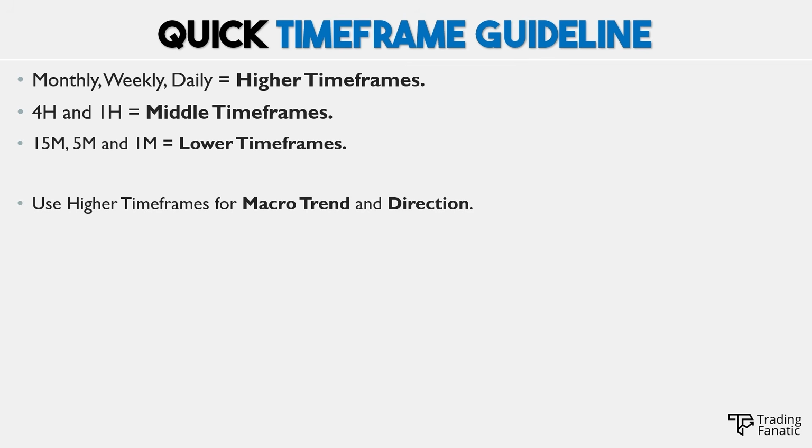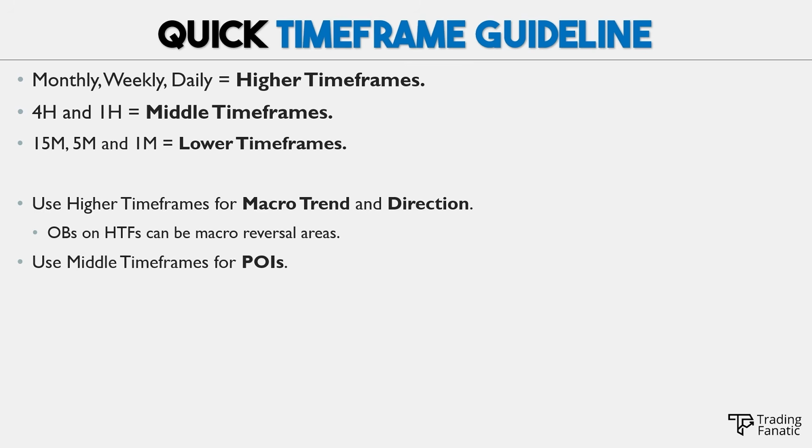Now, you have to use the high time frames for your macro trend and direction. So if on the monthly, weekly, and daily you're bullish and you have a bullish order block, well, that order block on that high time frame can be your macro reversal area. Okay, that is where you potentially would expect the market to start reversing. But now, before you really look for an entry, you then need to use the middle time frames in order to give you a POI. Now, I use the 4 hourly time frame and the 1 hourly time frame for my POIs.